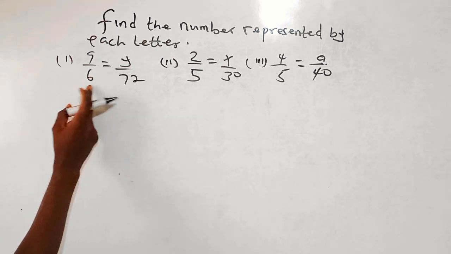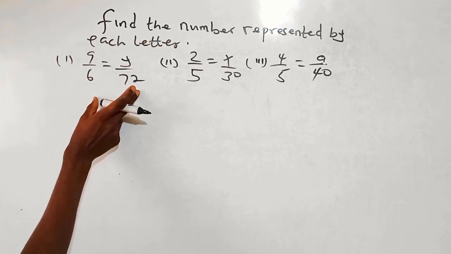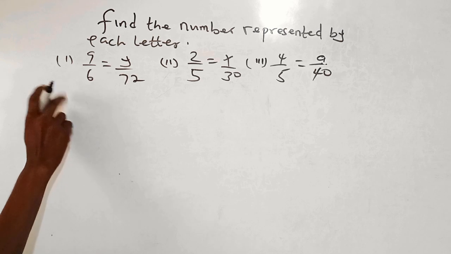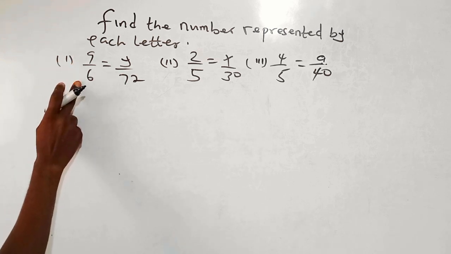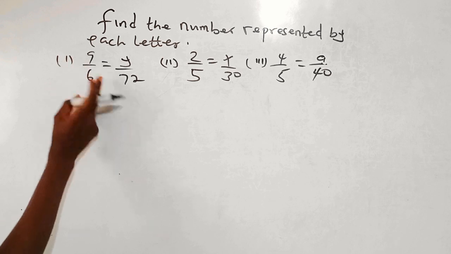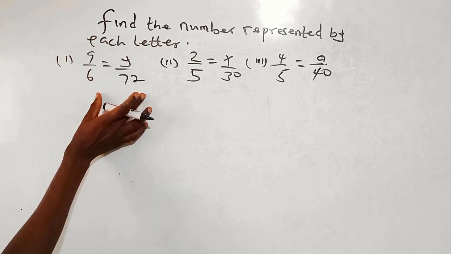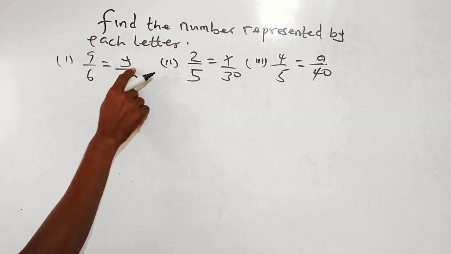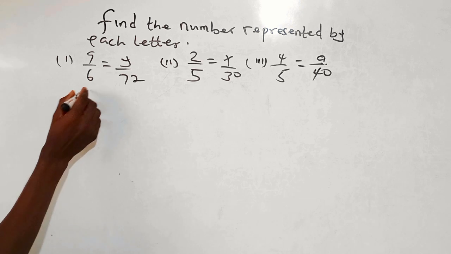This is an example of an equivalent fraction question. When you look at this side, you have 9 over 6 equals y over 72. How do we make these two sides of the fraction equal, and how do you figure out y? Solution.